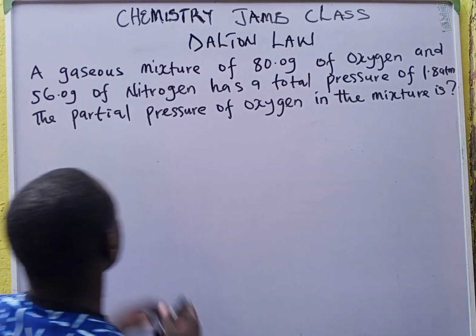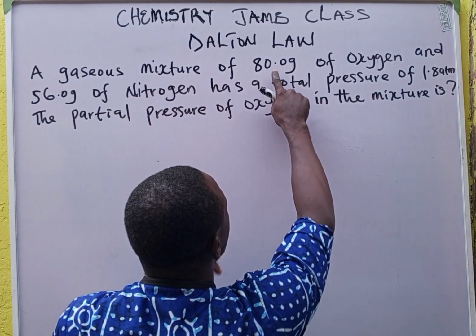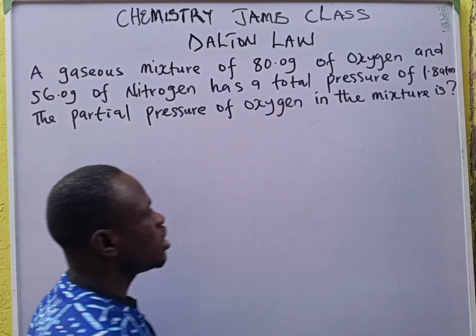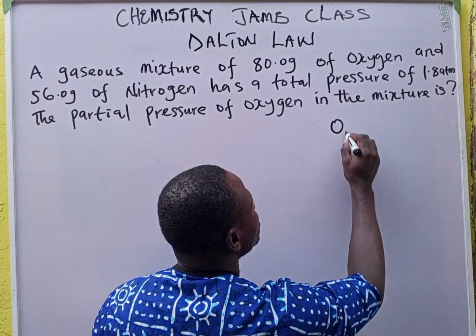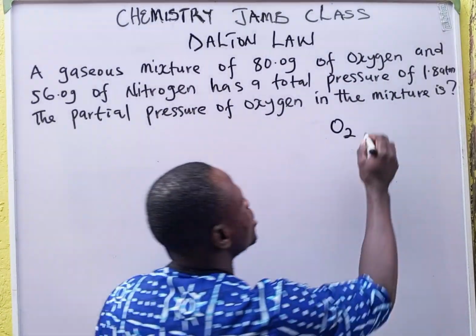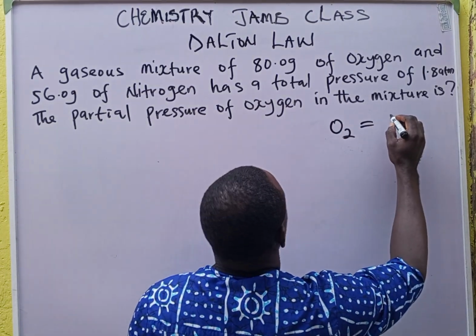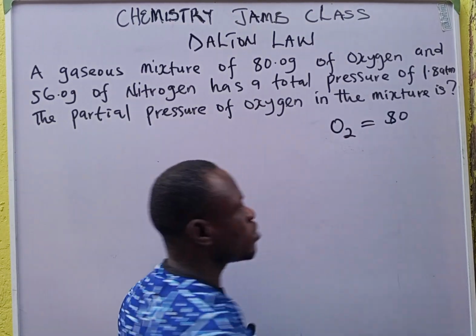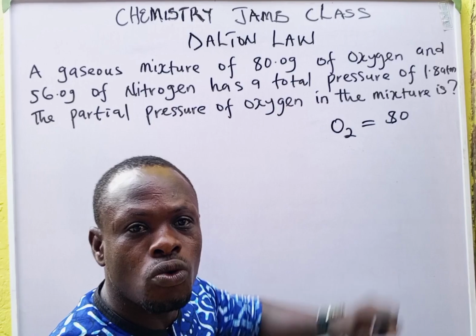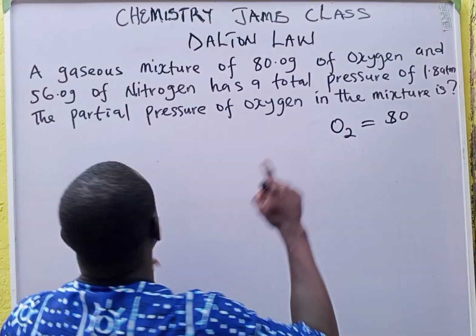Watch out. A gas mixture of 80 grams of oxygen. Oxygen is a gas, and they gave you the mass in grams, which is 80. You need to convert this gram into moles.